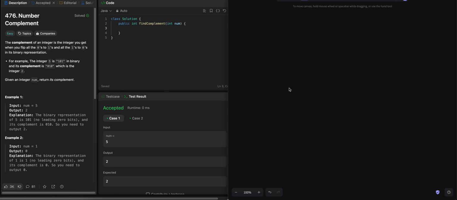So today we are going to solve another problem, that is problem number 476, Number Complement. So let's go through the problem statement first to understand what's being asked in the question.